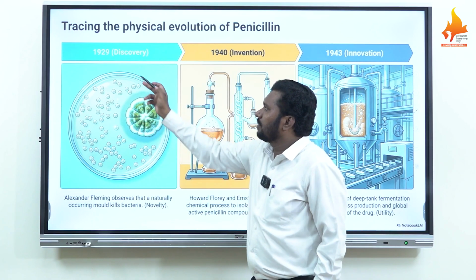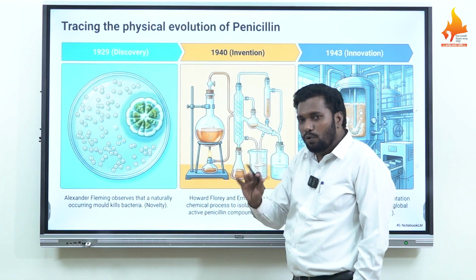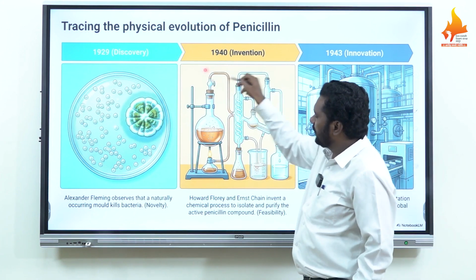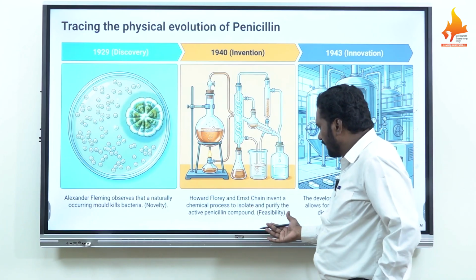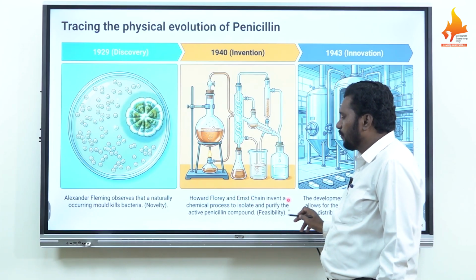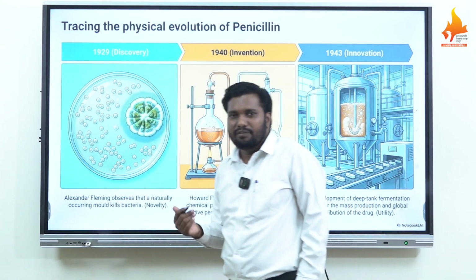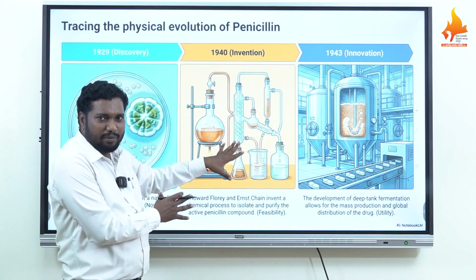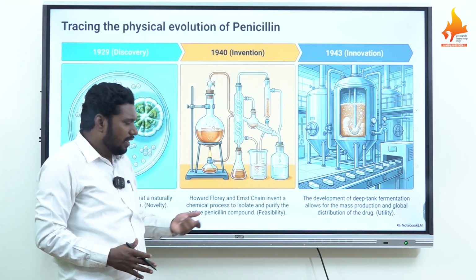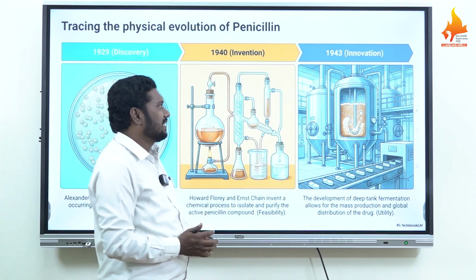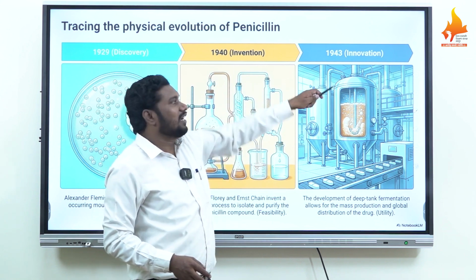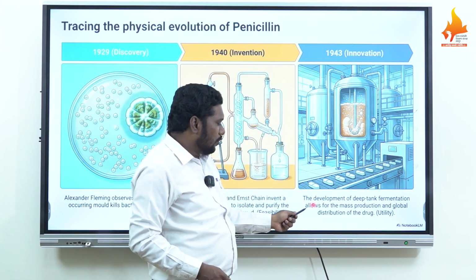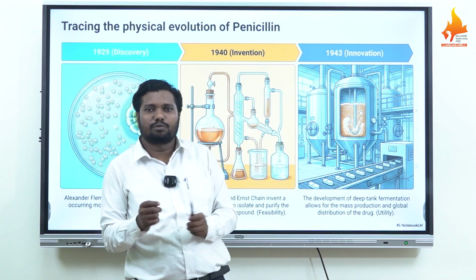That although the discovery was in 1929, there was no process at that time for its isolation and purification. But in 1940, the scientists developed the concept and the process to isolate and purify the active penicillin compound. So this became the invention. But this was not commercialized then. It was a scientific experiment and it led to the invention. But due to the large scale use of penicillin, this invention was converted into innovation in 1943 by the development of deep tank fermentation to allow for mass production and global distribution of the drug.